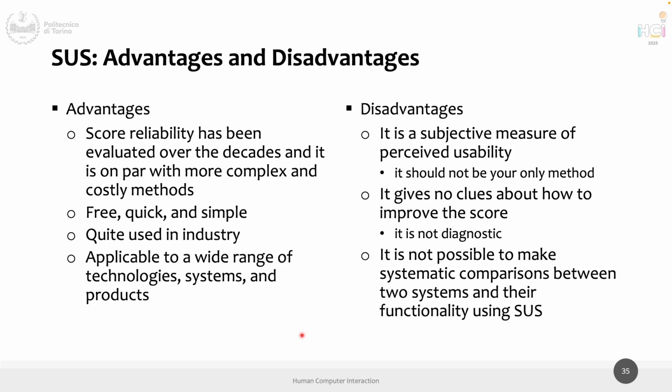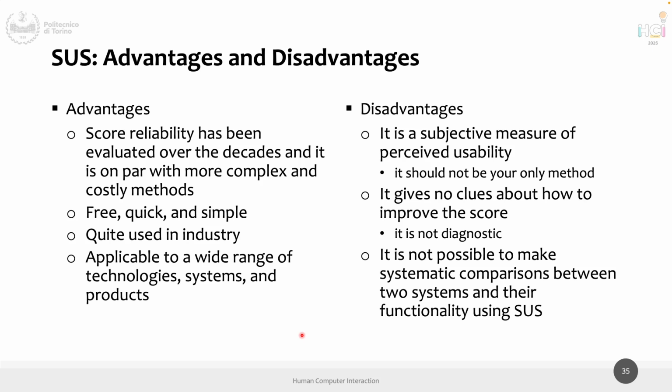Disadvantages: it's subjective. It's a subjective measure of perceived usability, so it should not be your only method to evaluate the user interface in the usability testing. It gives no clue about how to improve the score. So if you get a score of 85, good, but how can you move from 85 to 100? Who knows? The questionnaire will not give you anything to know this. So it's not diagnostic. And the other disadvantage is that it's not possible to make comparisons between two systems and their functionality using SUS.